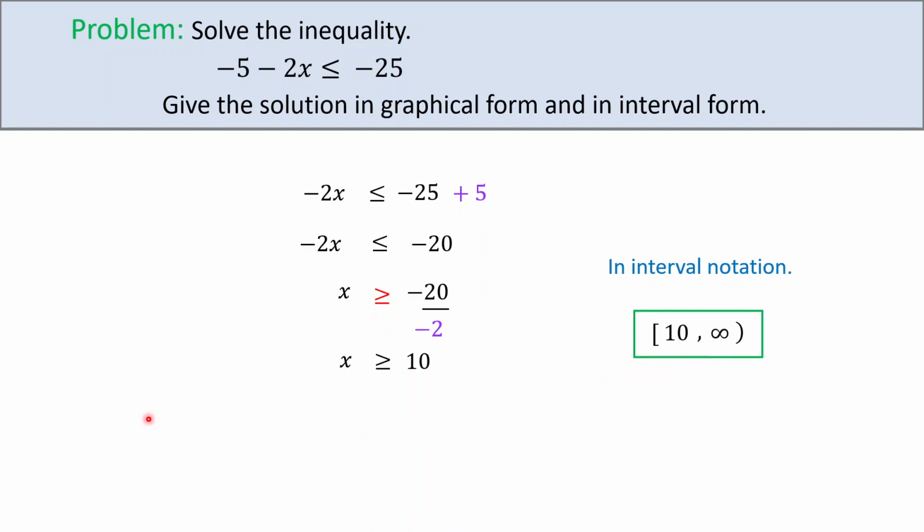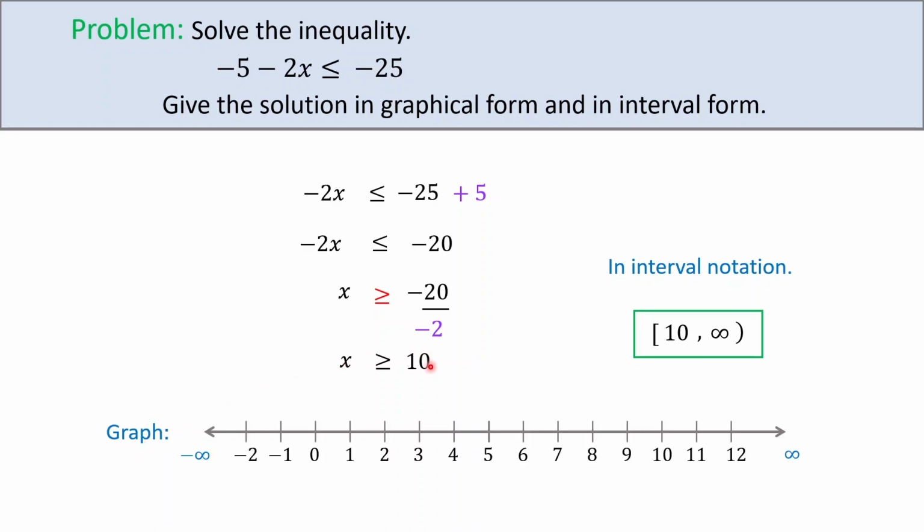Now let us draw the graph. You have 10 here, so go to 10. You need to put a filled circle because of this equal sign. This is greater than, so you need to draw a line all the way to positive infinity. Now, instead of a filled circle, you can also put a bracket. So you put a filled circle or a bracket.